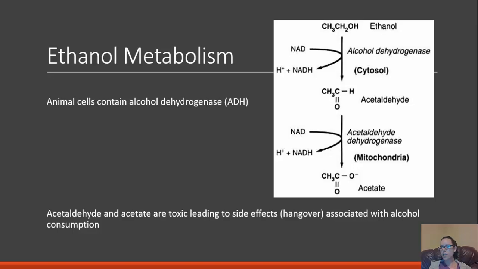Okay, so now let's move on to ethanol metabolism. Animal cells contain alcohol dehydrogenase that helps us to break down ethanol. In this reaction, ethanol is oxidized to acetaldehyde and then oxidized to acetate. Acetaldehyde and acetate are toxic molecules that lead to the side effects that we associate with excessive alcohol consumption, such as a hangover.